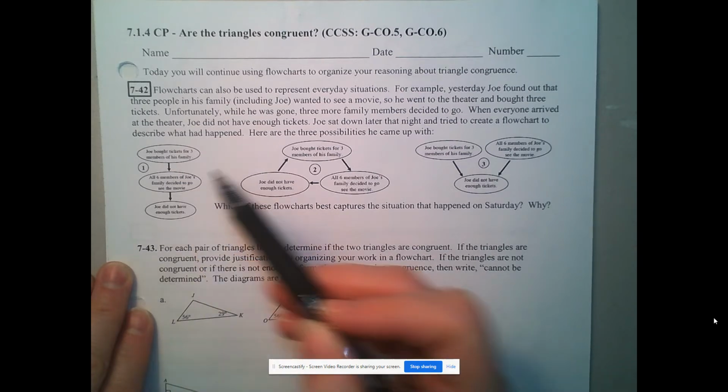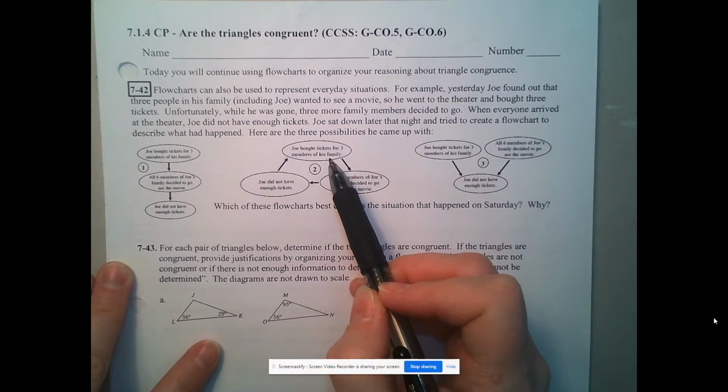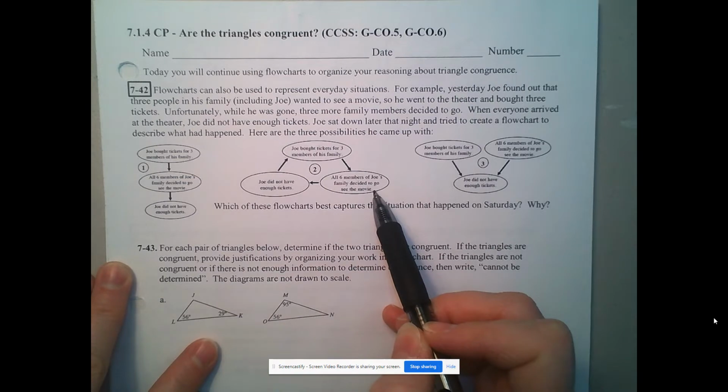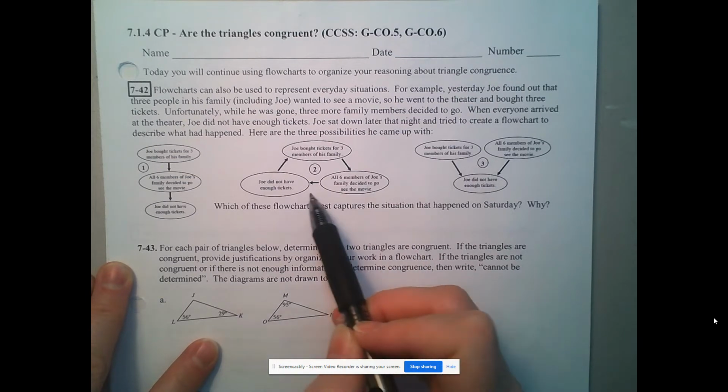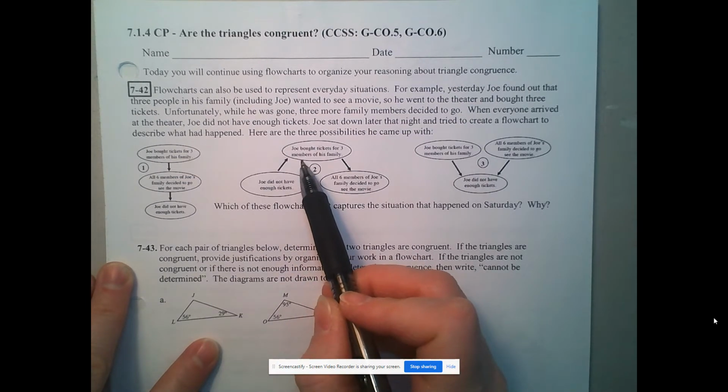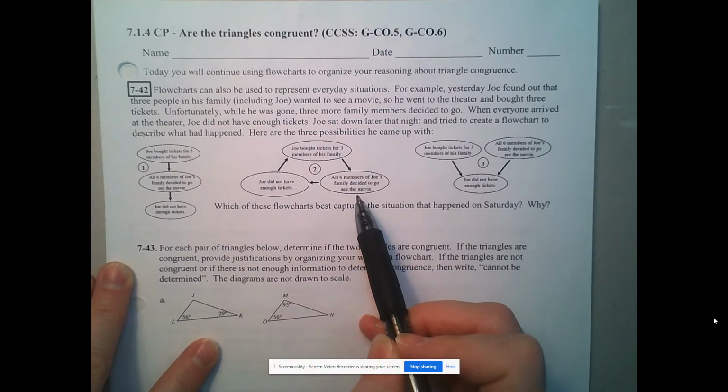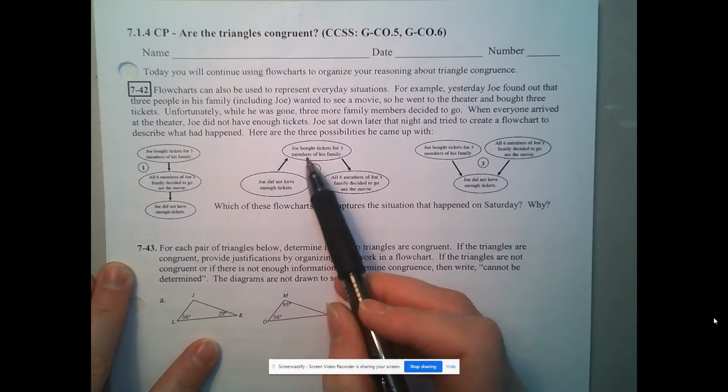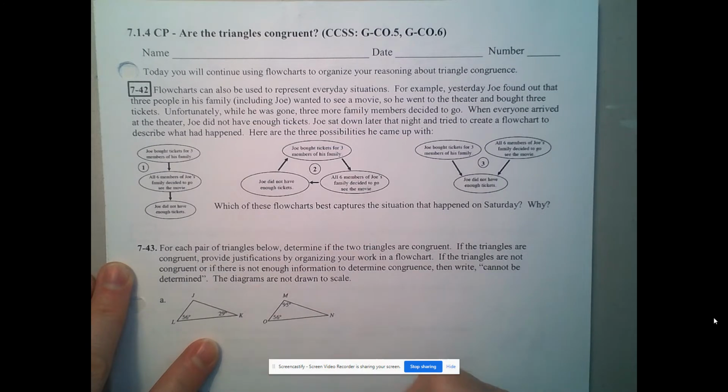In number 2, Joe bought 3 tickets for his family, so all 6 members of the family decided to go. So Joe did not have enough tickets, so Joe bought 3 tickets for family members, so all 6 members of his family decided to go. This one is cyclical, and it doesn't really describe the situation.